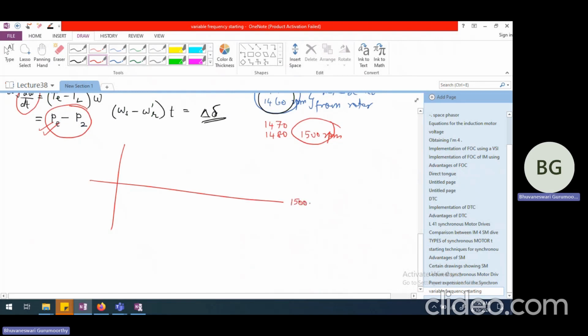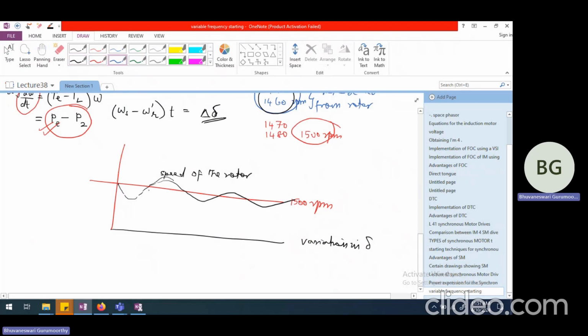This is 1500 RPM. So we have the speed coming down, and then it is going to increase beyond 1500. So it goes through an oscillation like this. This is the speed of the rotor. While the speed of the rotor goes through such an oscillation because of the variation in power, if I look at the variation in delta, whenever the speed is lower than 1500 RPM, delta will increase. And whenever the speed is higher than 1500 RPM, delta will decrease. So this will also repeat itself.